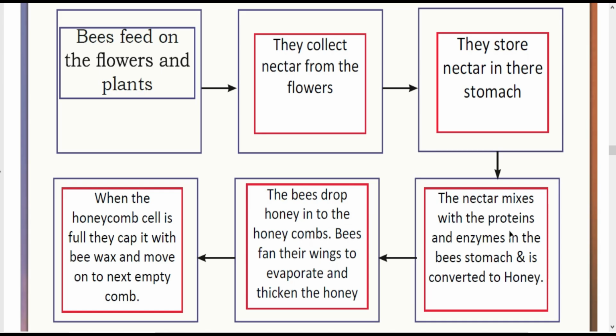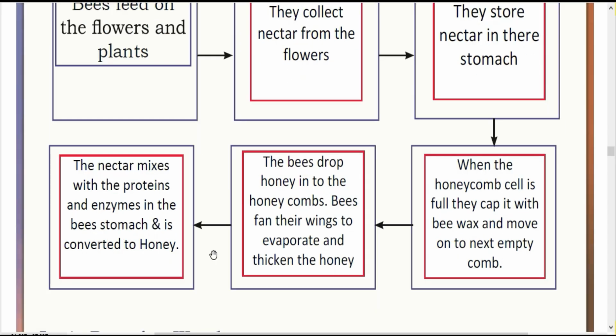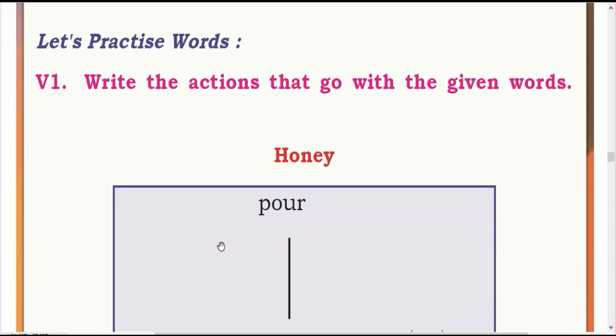The nectar mixes with the proteins and enzymes in the bee's stomach and it is converted to honey. Next, the bees drop honey into the honeycombs. Bees fan their wings to evaporate and thicken the honey. When the honeycomb cell is full, they cap it with bee wax and move on to the next empty comb. Understand? Okay, let's go on to the next heading.